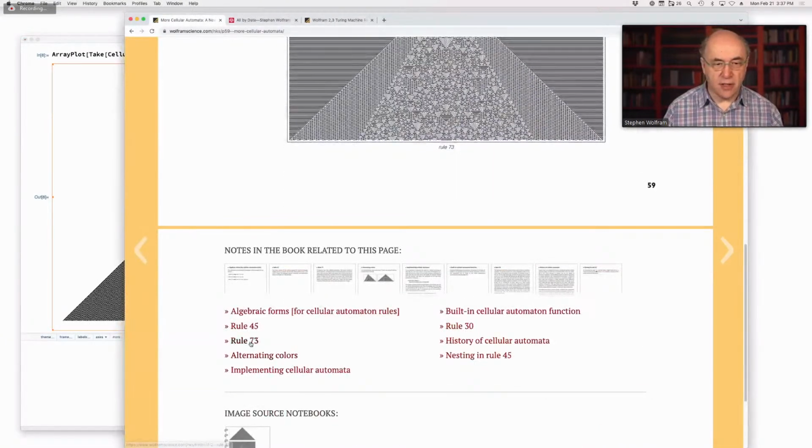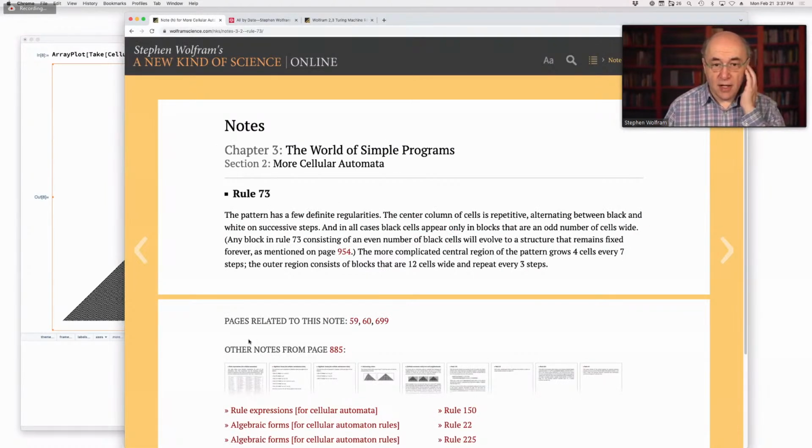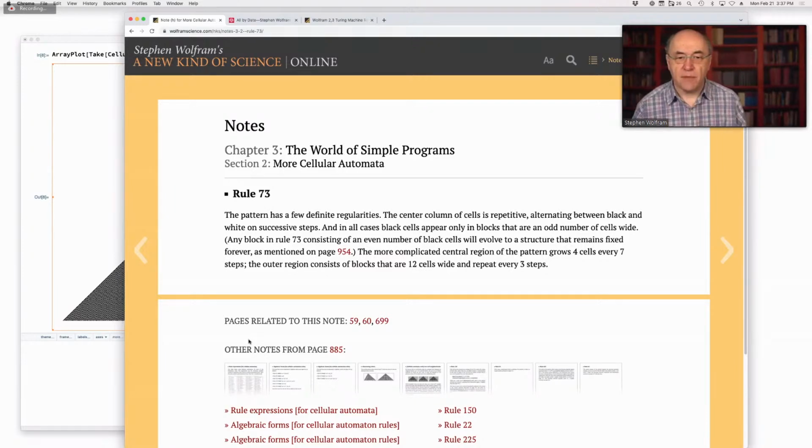Let's take a look. Well, let's look at Rule 73 here. Okay, center column of cells is repetitive, alternating between black and white. In all cases, black cells appear only in blocks that are an odd number of cells wide. The more complicated central region of the pattern grows 4 cells every 7 steps. The outer region consists of blocks that are 12 cells wide and repeat every 3 steps.